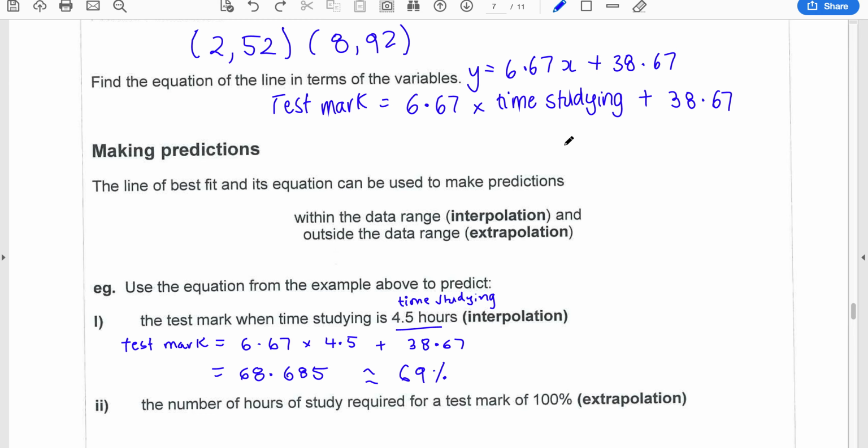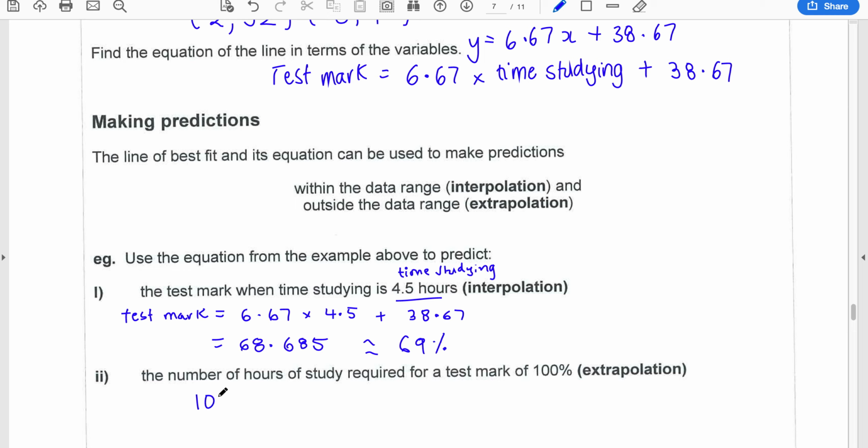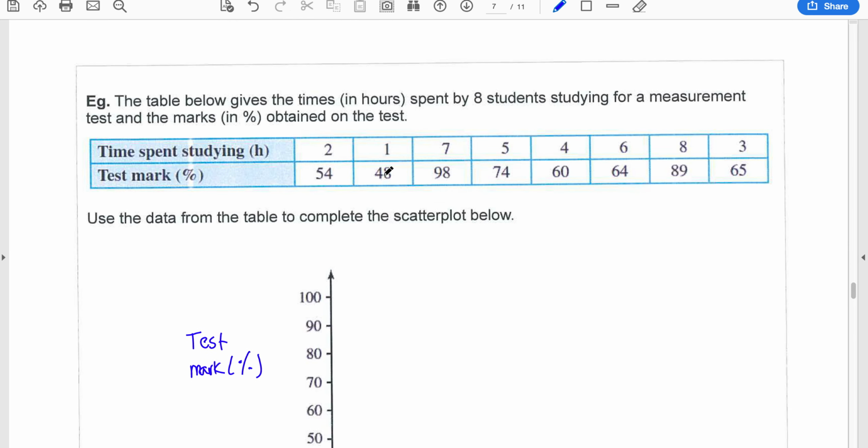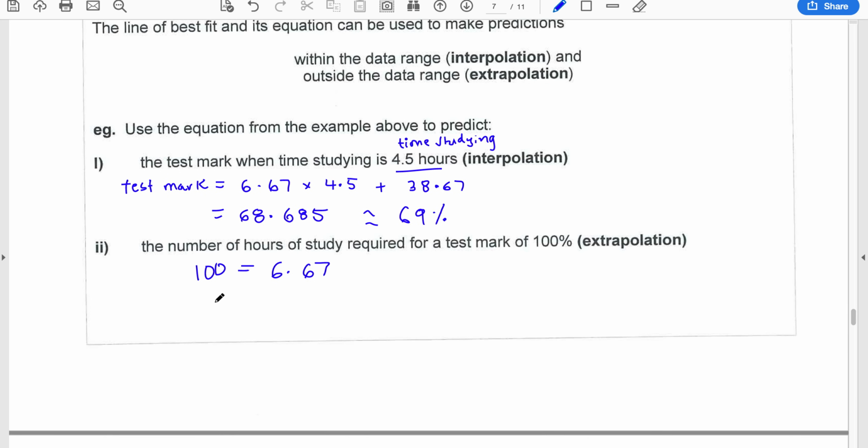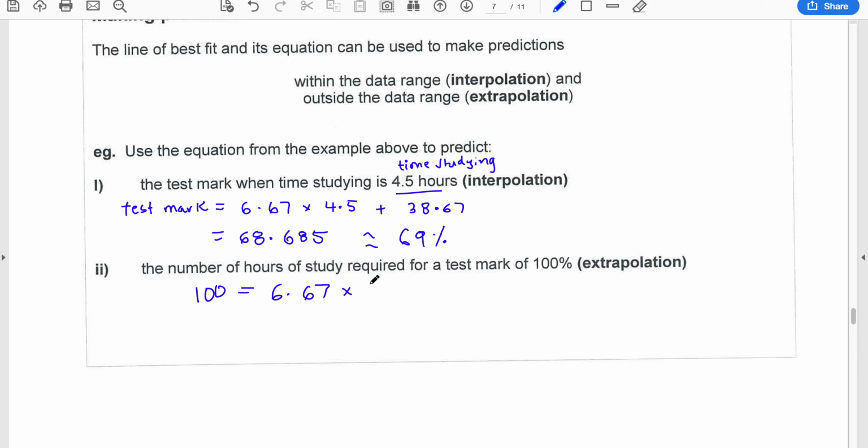So what I'm going to do then is substitute again, but I'm going to substitute the 100 for test mark. I'll leave the percent out for the moment, since we didn't have percent in our actual data. We didn't put it in as, say, 54 over 100. We put it in as 54, and so that means I put it in here as 100. Now, I don't know the time spent studying, so I'm just going to call that time in my rule. And then I'm going to add 38.67. So I need to solve for time here. Now you can use your calculator to do that. I'm going to do that now.